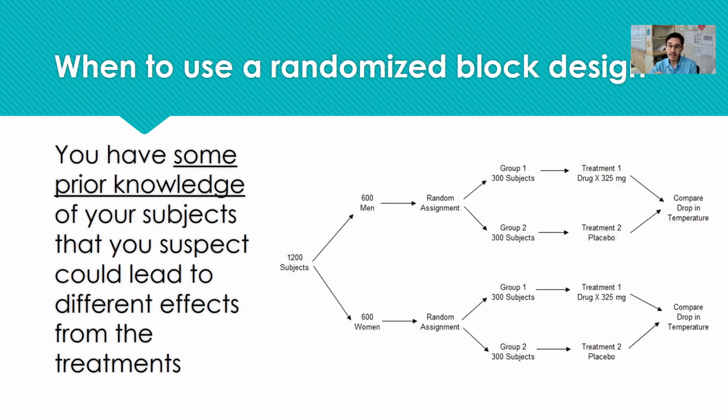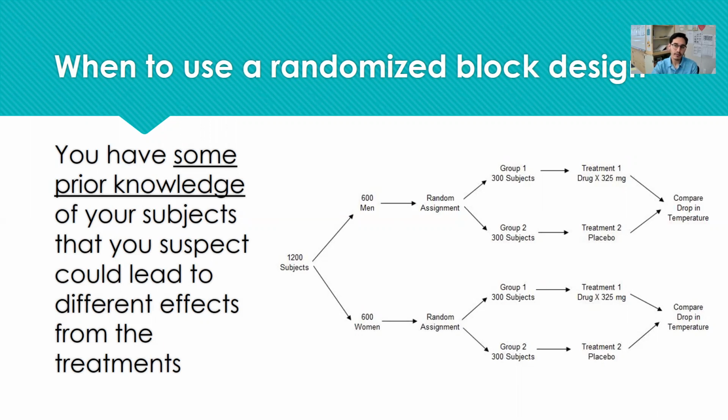If we do know something about our subjects, then it might be a good idea to use a randomized block design. For instance, now I know the gender of my subjects, and I suspect that maybe gender might play a role in how effective the treatment is, right? This drug X at 325 milligrams, maybe I suspect that the drug might be more effective for men than it is for women, or vice versa. Maybe I suspect the drug is more effective for women.